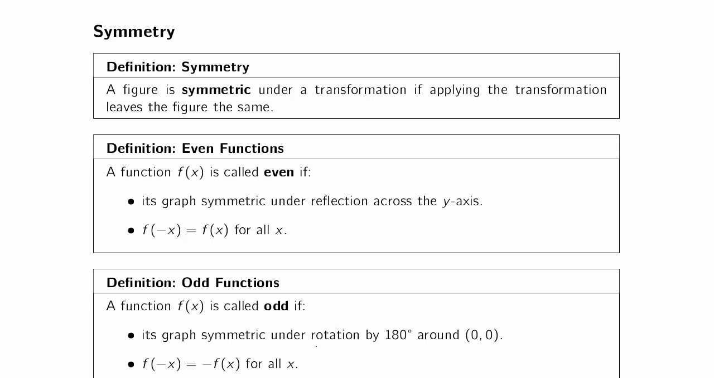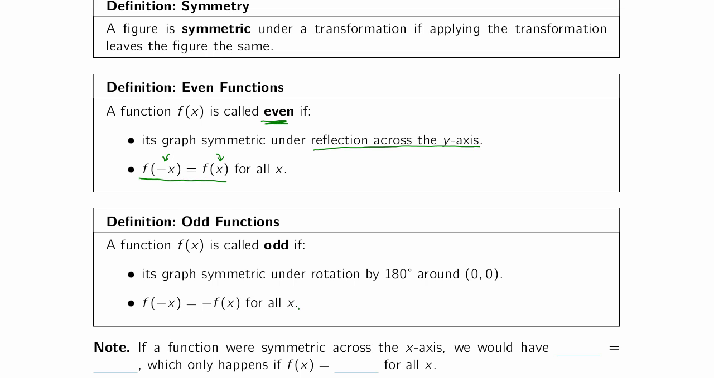We'll see a symmetry under reflection across the y-axis. That is, we'll see that when we take the opposite of each x-coordinate, the y-coordinates stay the same, in which case we call the function even. We'll also see symmetry in that rotation that we met around the origin. And what that says is, if we take the opposite of the input, it automatically also takes the opposite of the output. In that case, we call the function odd.